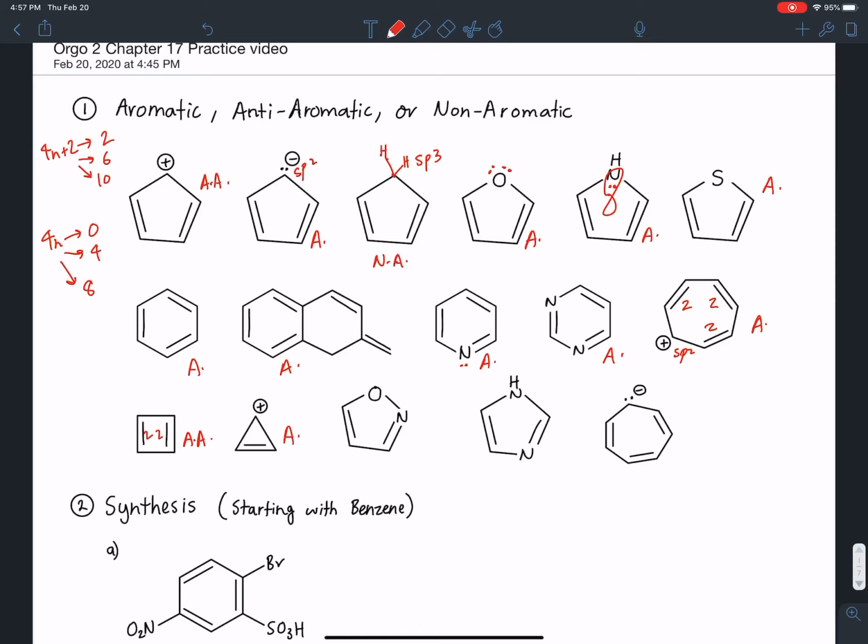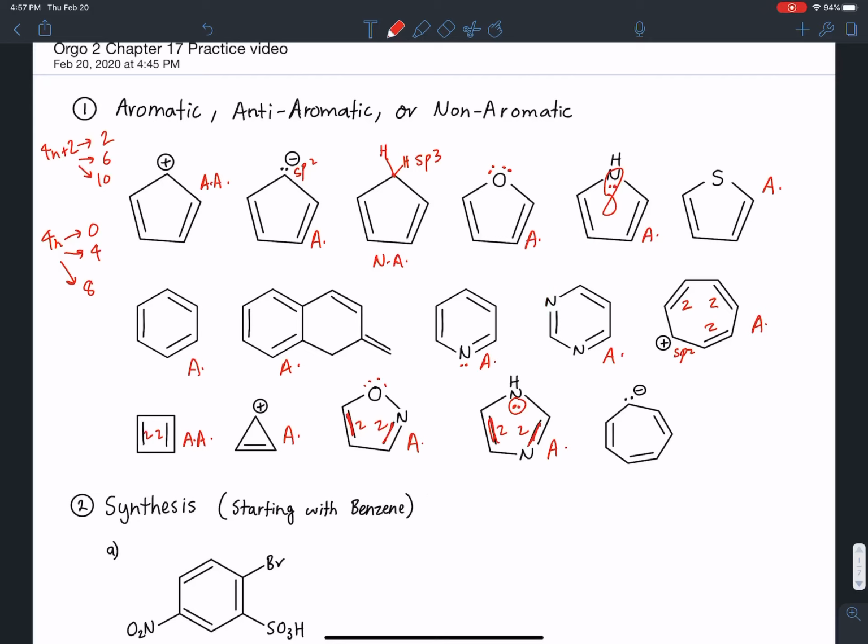This one is, well, there's the double bond here. That's 2, and here we get to decide. So this one is just like that right there. This is aromatic. This one, double bond, so that's 2, 2. And the last one we get to pick, this one's just like that, aromatic.